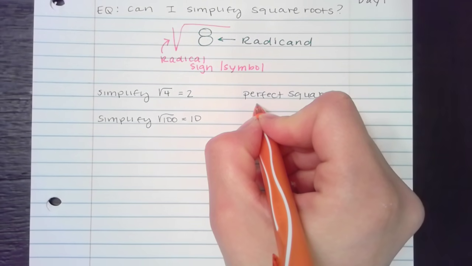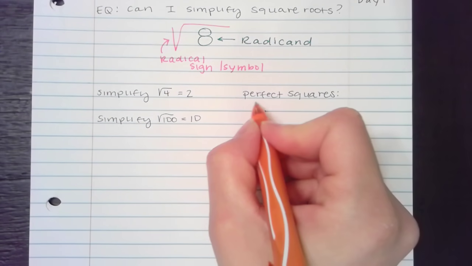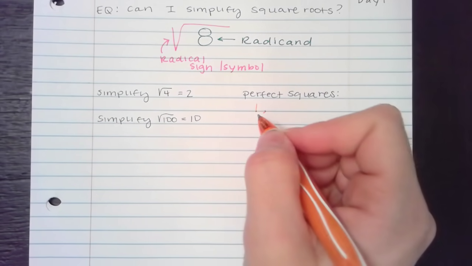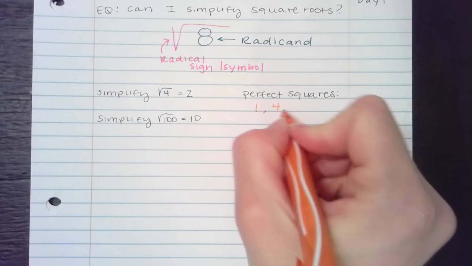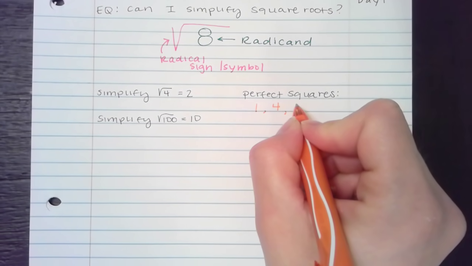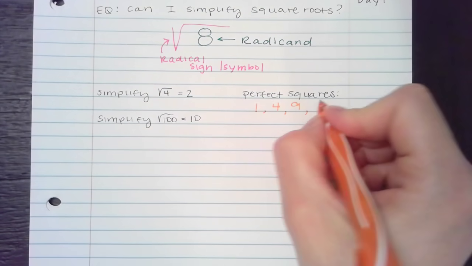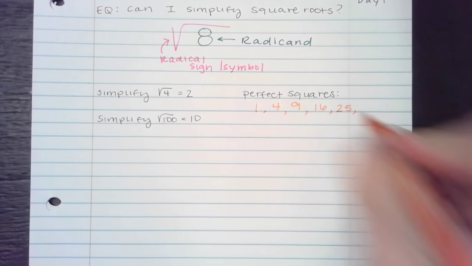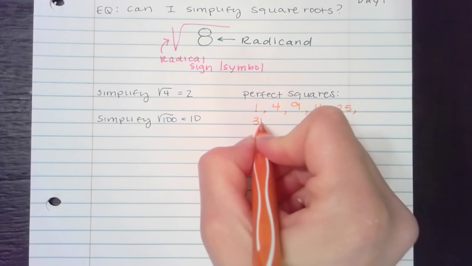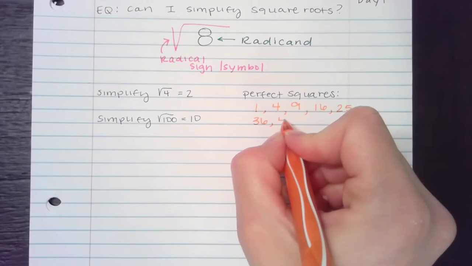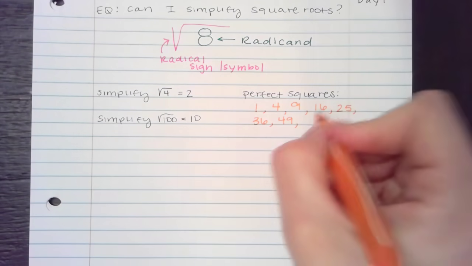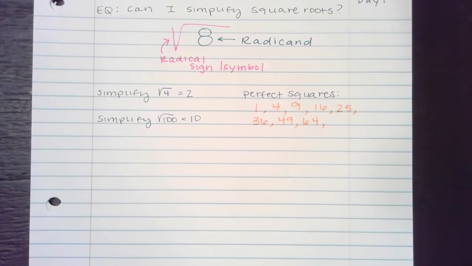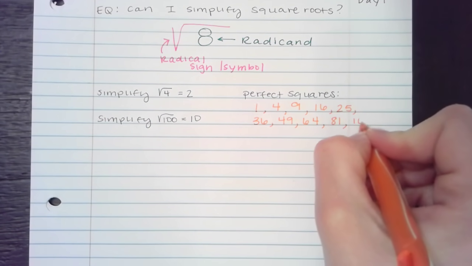1 times 1 is 1. We're not going to use that a whole lot, but that is a perfect square. 2 times 2 is 4. 3 times 3 is 9. 4 times 4 is 16. 5 times 5 is 25. 6 times 6 is 36. 7 times 7 is 49. 8 times 8 is 64. 9 times 9 is 81. 10 times 10 is 100.